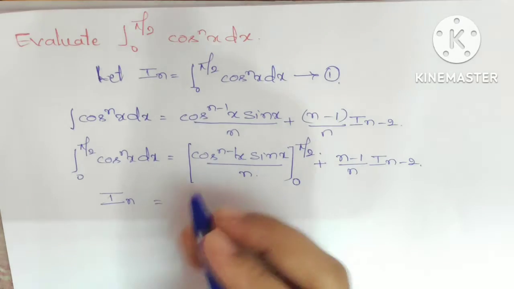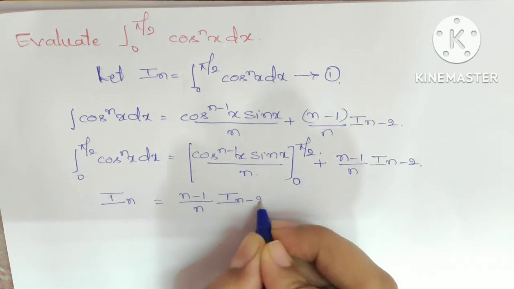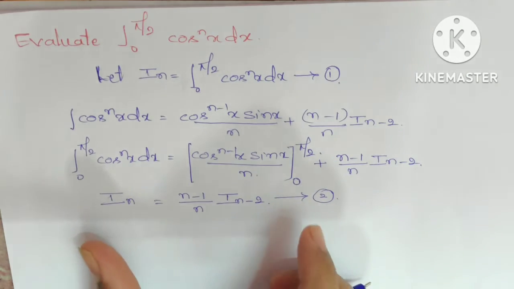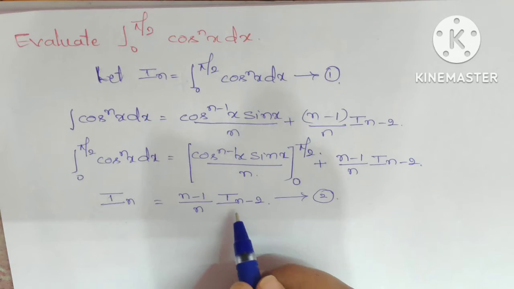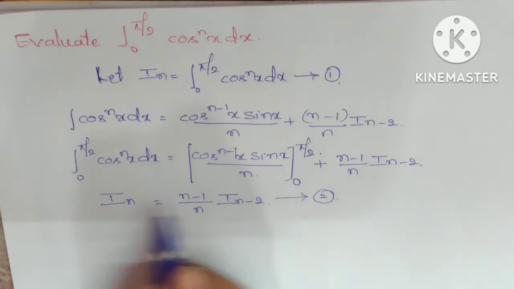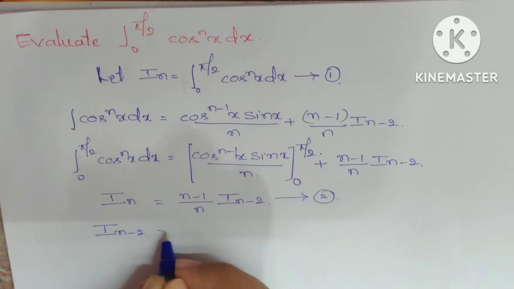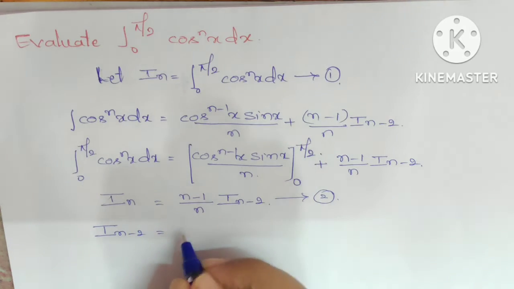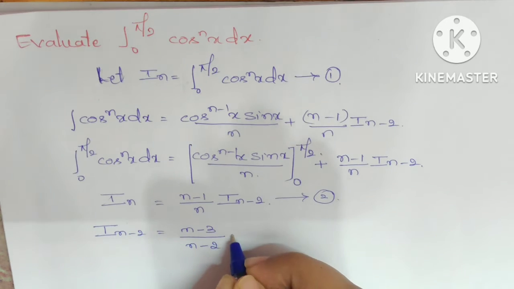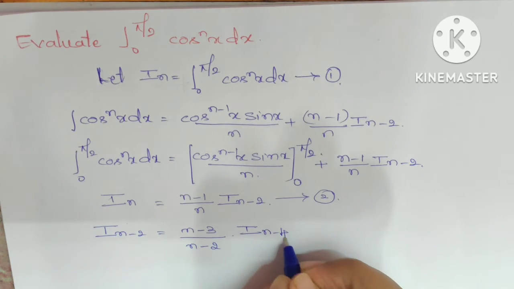Now we are left with the second term, that is (n-1)/n into I_(n-2). Let it be equation 2. This is the reduction formula for I_n. Now we have to find out I_(n-2) here. So replace n by n-2 in equation 2, we get I_(n-2) equals (n-2)-1 is (n-3)/(n-2) into I_(n-2)-2 is I_(n-4).